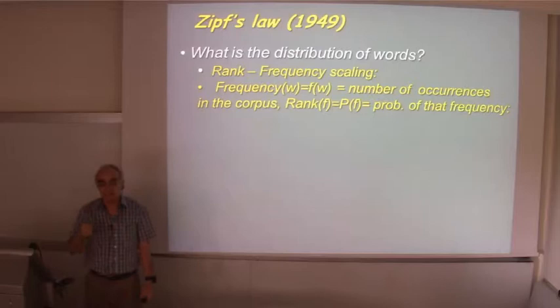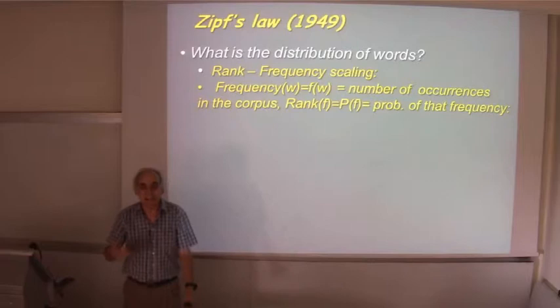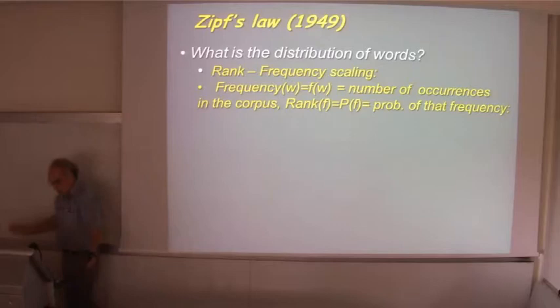And then you ask, how many words are there with frequency F? Which they call more or less the rank, and they're ranking it according to frequency. Actually, you can think about it as the probability of the frequency. What is the likelihood to find a word that has a certain frequency in a given corpus? It's important that it's a given corpus. A corpus can be large, but it's a given corpus.